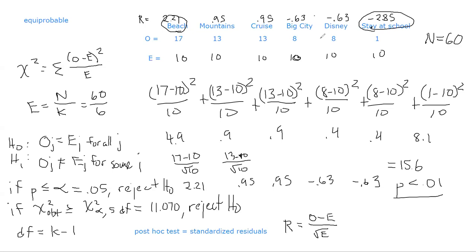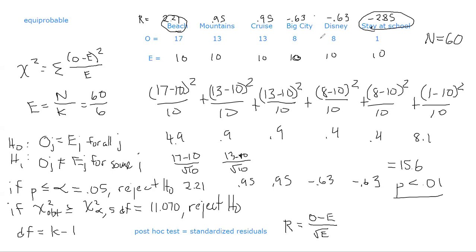So now we have a better idea of the pattern of this significance. So we can not only draw a conclusion on the overall chi-square and say that yes, these categories are not all equally represented, but we can get more specific and we can say that people chose the beach significantly more than you would expect from an equiprobable distribution, and people chose to stay at the school significantly less than you would expect with an equiprobable distribution. So that would be the complete interpretation of this hypothesis test, this one-way equiprobable chi-square, including the residuals.